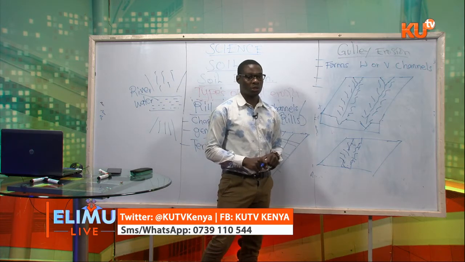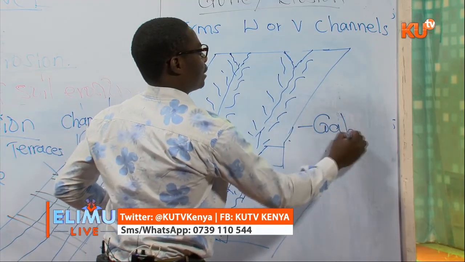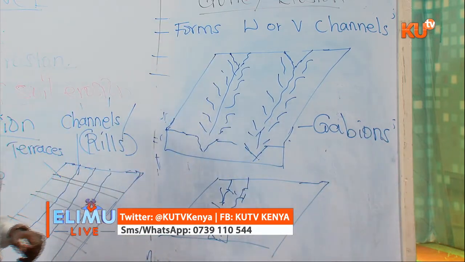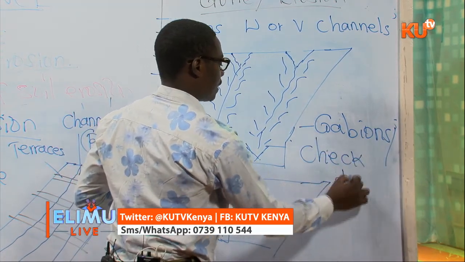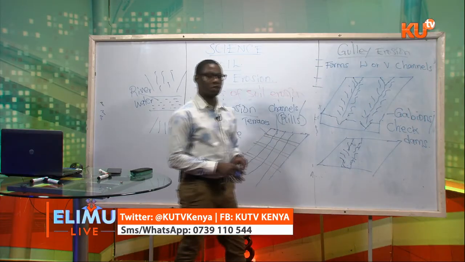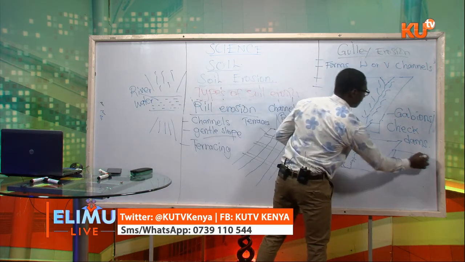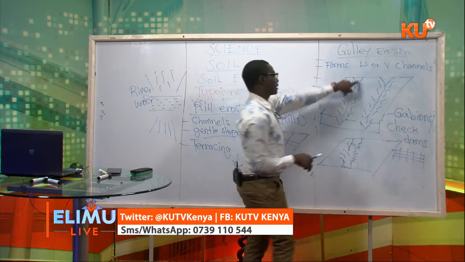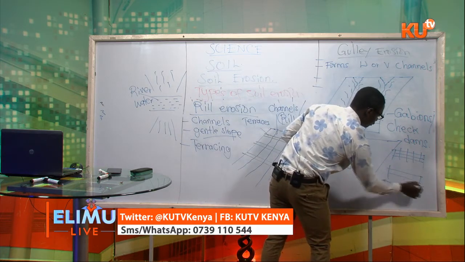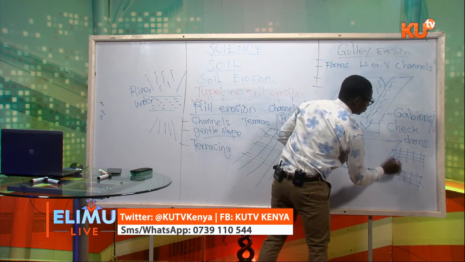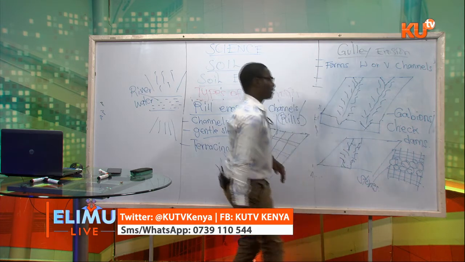And the best way to control gully erosion is construction of what we call gabions. Gabions are also called check dams. Now, how are gabions constructed? They are constructed by taking a wire mesh, two wire mesh. So you put wire mesh on these channels, the U or V-shaped channels. So you put wire mesh on one side, on the first part, and then you put another wire mesh on the second part, and then you put stones. So that is how we control gully erosion.